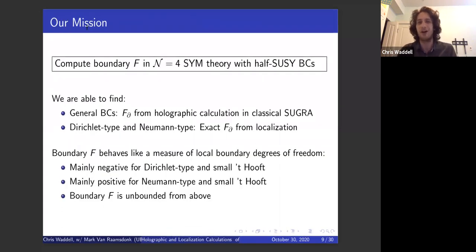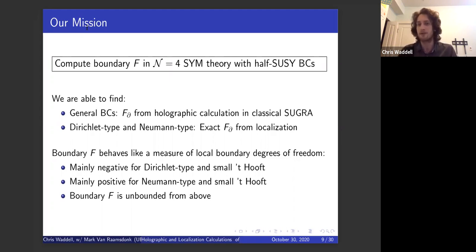So our mission in this talk is essentially going to be to compute this quantity, boundary F, in N=4 super Yang-Mills theory with half-supersymmetric boundary conditions. And as a preemptive spoiler, what we're able to find is that for the most general such boundary conditions, we can compute boundary F in complete generality from a holographic calculation in the classical supergravity duals. And specifically for a generalized Dirichlet or a generalized Neumann boundary condition, we're able to compute an exact expression for boundary F using localization. And what we find is that boundary F behaves basically as we would expect for a measure of the local boundary degrees of freedom.